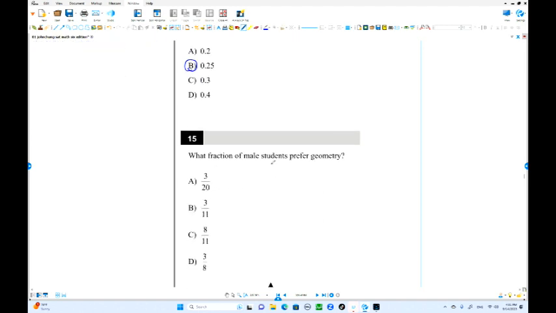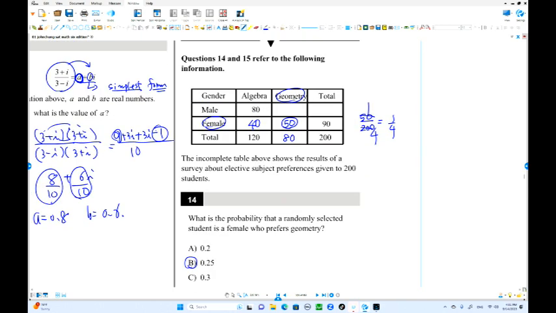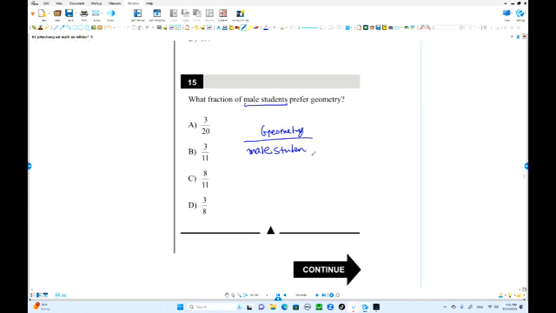All right, what fraction of male students prefer geometry? This is the whole now. This is a conditional probability. The whole is male students, out of this one, how many like geometry? That is a proportion. Where is male? Male is 110. How many males like geometry? 30, isn't it? So 30 out of 110, not 200. This is the whole, this is the part. 30 over 110 is the answer, which is 3 over 11.